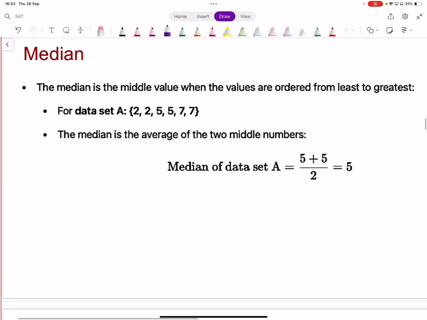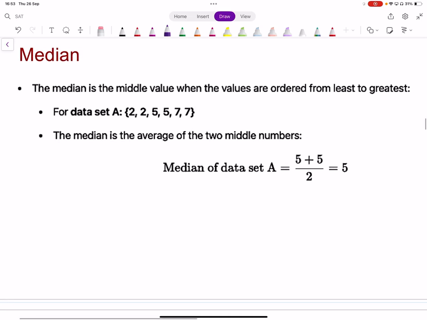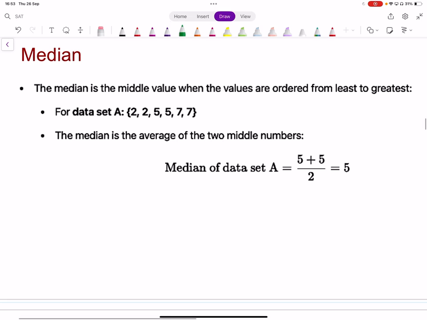What about the median? Median is the middle value of the data. If you sort the data in ascending or descending order, you can do it either way, least to greatest or greatest to least, whatever is the middle value, that's the median. Now there's a small detail here. Sometimes the number of values is odd, sometimes the number of values is even. You can use this formula to find the median, n plus 1 over 2. This is the position of the median, where n represents the total number of values.